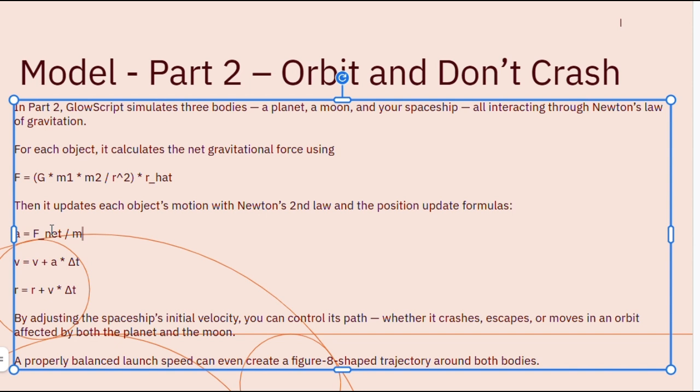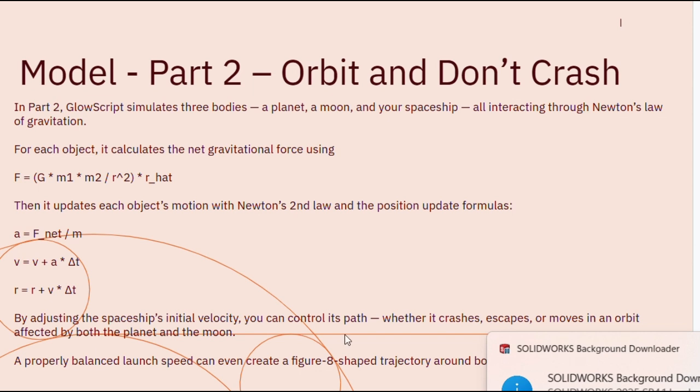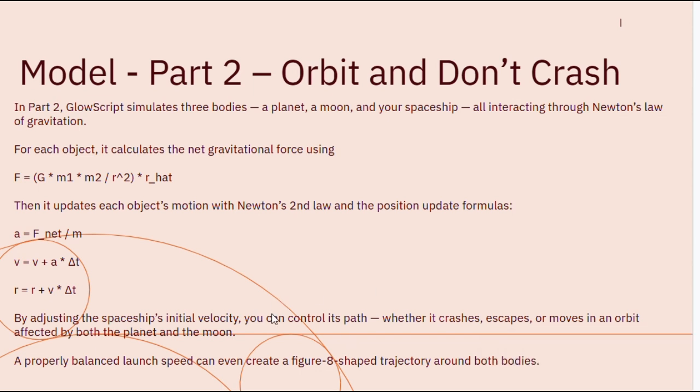Then it updates each object's motion using acceleration equals F net over mass, the velocity update formula, and then the position update formula. And by adjusting the spaceship's initial velocity, you can control its path, whether it crashes, escapes, or moves into an orbit affected by both the planet and the moon. So by adjusting these values, we were able to find the balanced initial velocity that could create a stable figure 8-like trajectory influenced by both bodies.